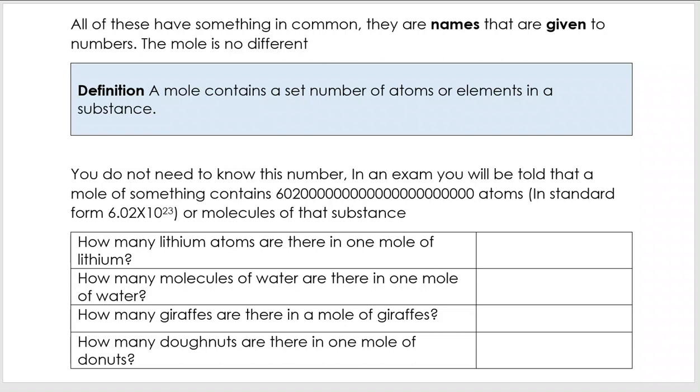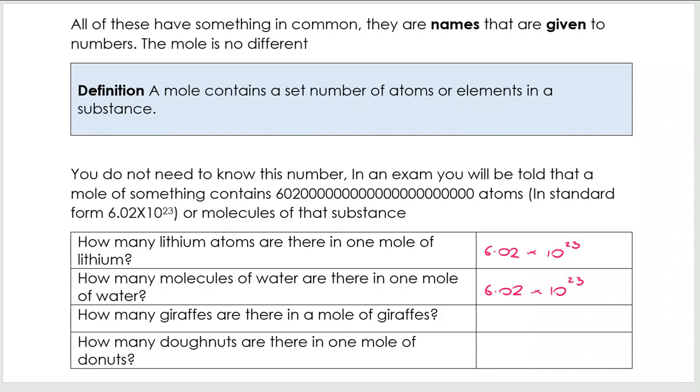So let's have a think about this table that follows. How many lithium atoms are there in 1 mole of lithium? It's 6.02 by 10 to the power of 23. How many molecules of water are there in 1 mole of water? But it's 6.02 by 10 to the power of 23, because that's how many atoms or molecules there are of anything in 1 mole of that substance.